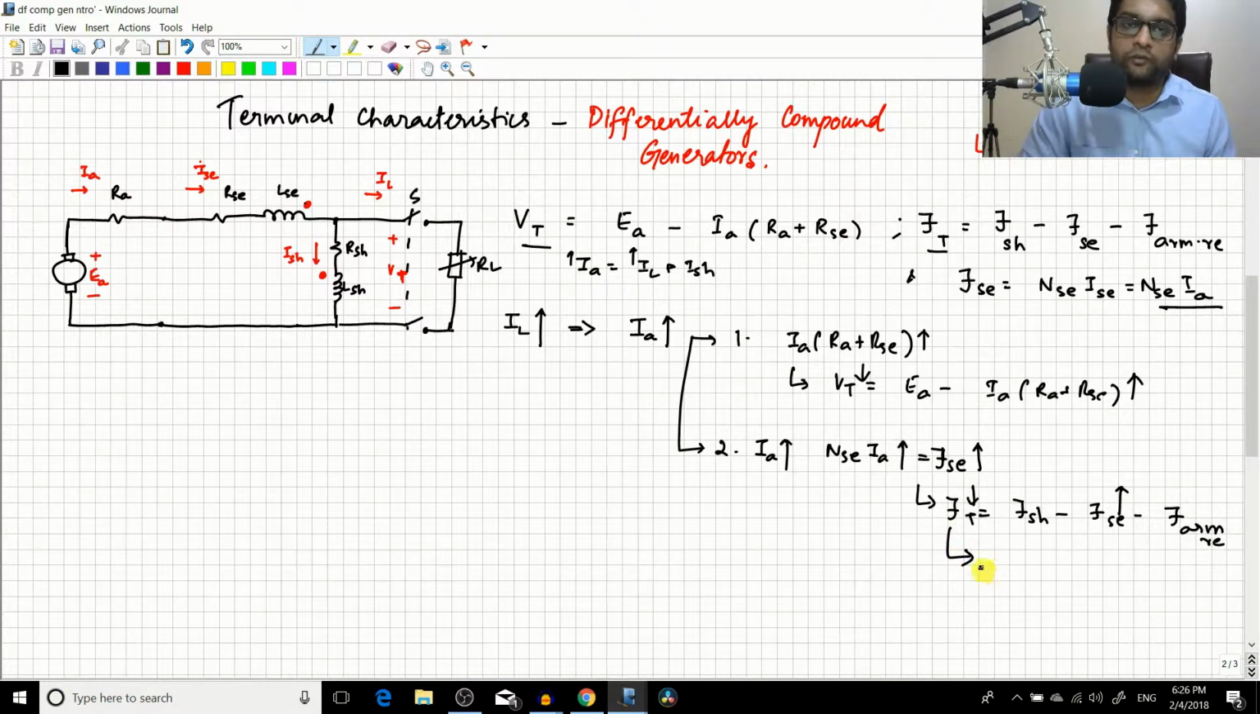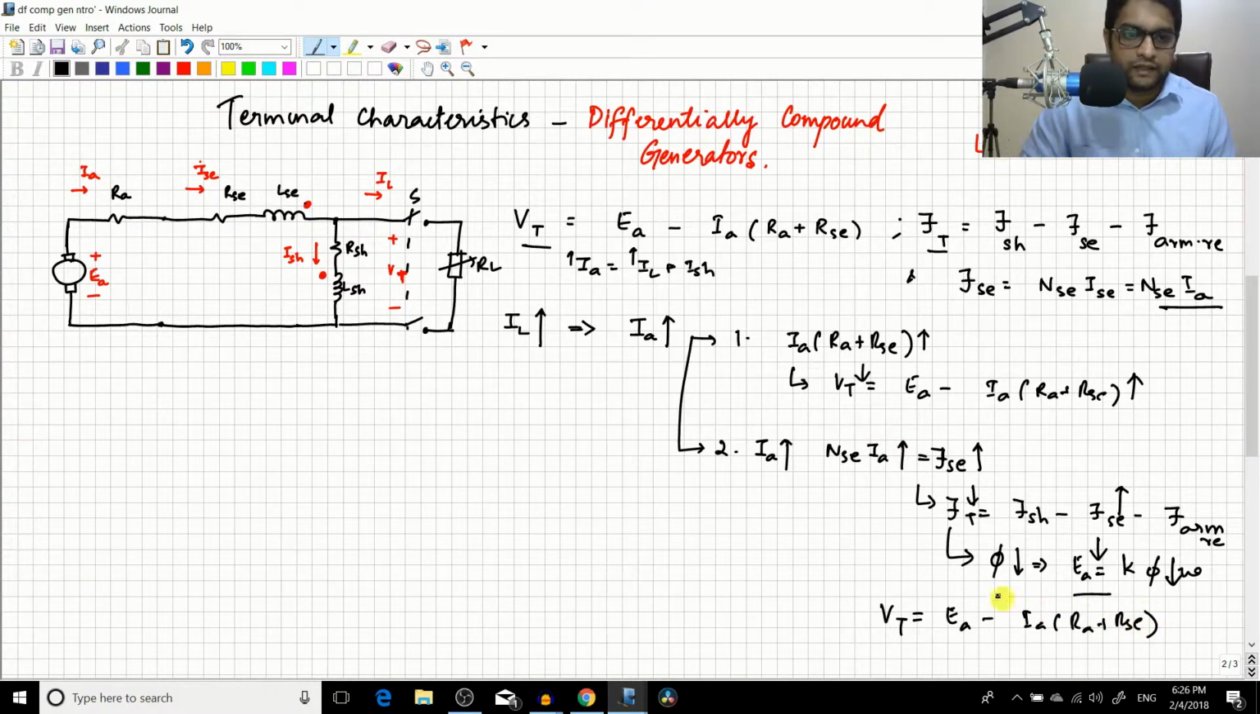This MMF drops, so the effective flux inside the machine would come down. Ea is equal to K phi omega, omega is constant, flux would come down, so Ea would come down. And if Ea comes down, what would happen to Vt? Vt is equal to Ea minus Ia into (Ra plus Rsc). That means Vt will come down. So there are two things continuously happening and reducing Vt.